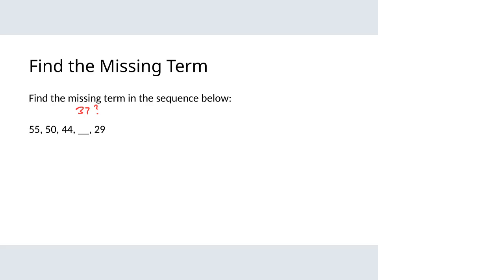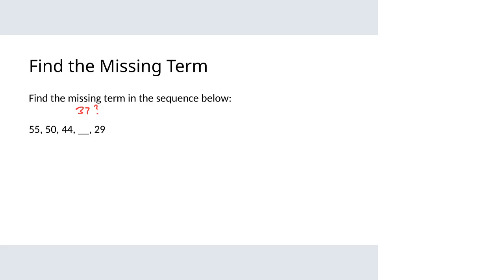All right, as I look at this, first I want to see if it's arithmetic or geometric. So that's -5, that's -6. Okay, so it's not arithmetic. Maybe it's geometric. What's 55 divided by 50? 1.1. So if I do 50, we divide by 1.1. If we do 50 divided by 1.1, that's not 40. Okay, so it's not that either.